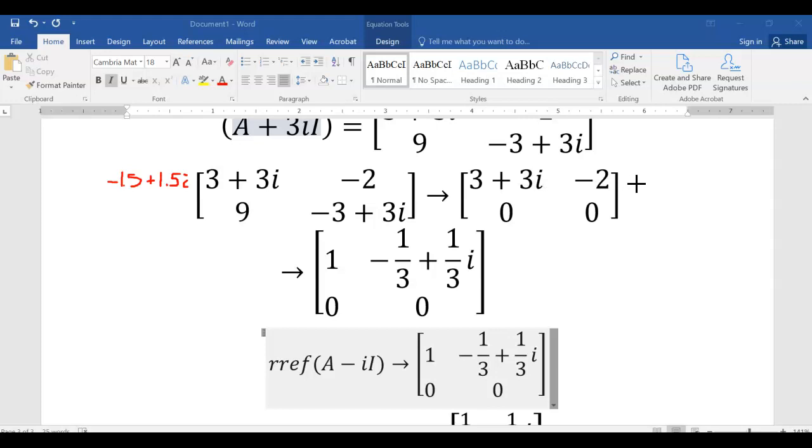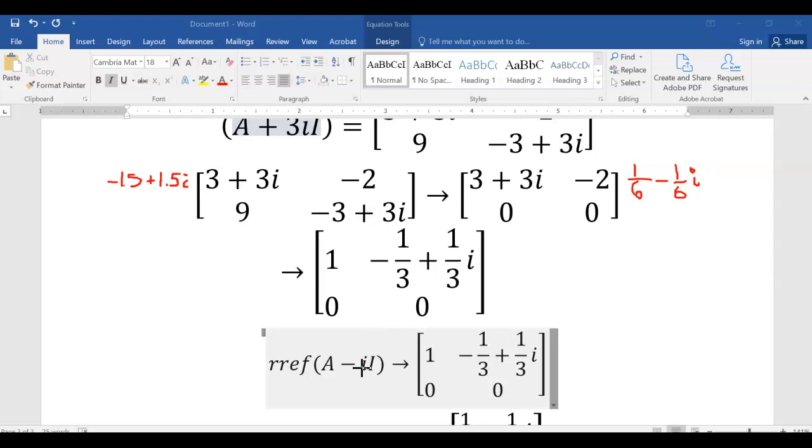And then when you multiply this one, it's going to be very similar. We're going to go 1/6 minus 1/6 i. All right. So let's just write that down. 1/6 minus 1/6 i. That'll give you a 1 in this entry and a negative 1/3 plus a third i in this entry.